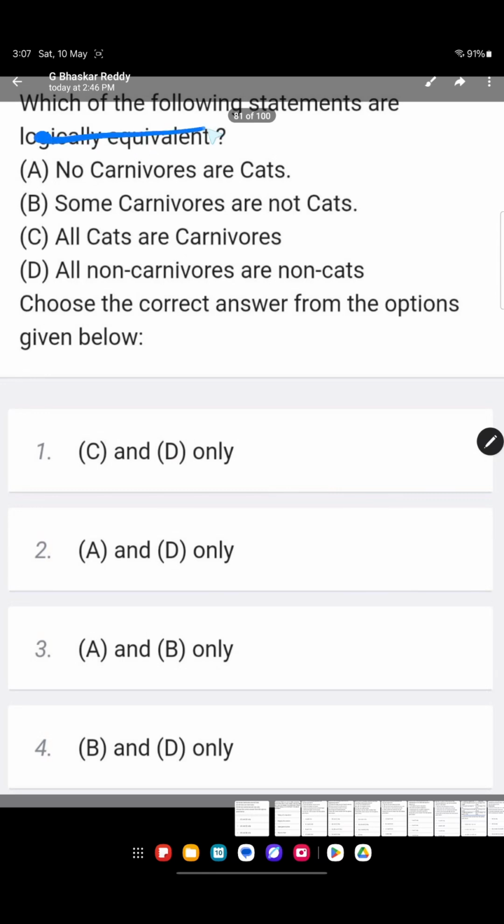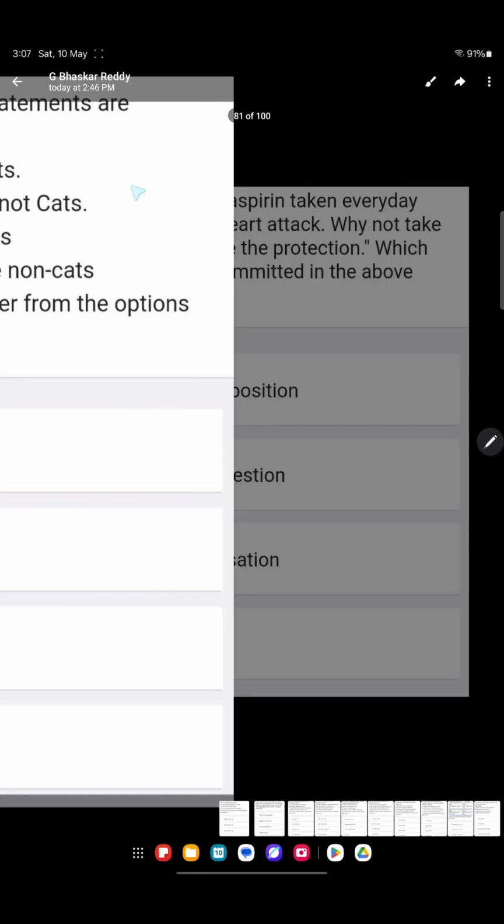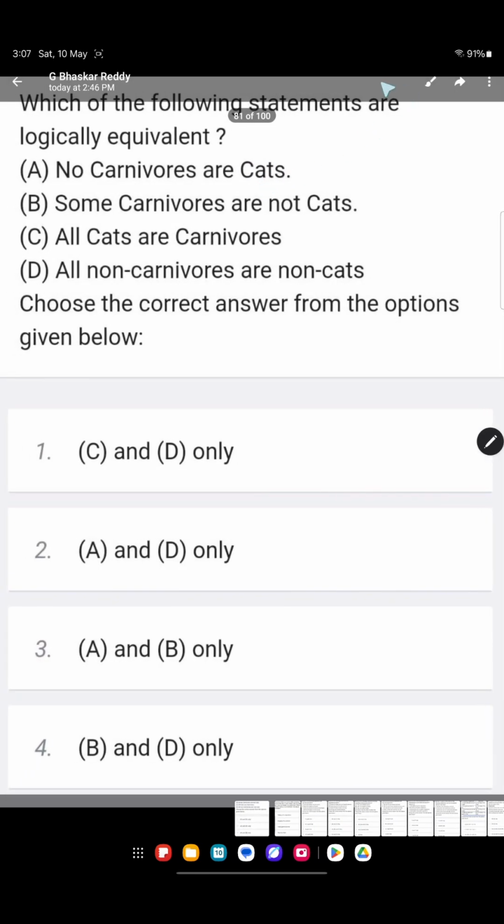Don't worry about the question, logical equivalent or logical not equivalent, anything. Now let us see what kind of syllogisms these will be. No carnivorous are cats, so we don't require the carnivorous and cats. No R is there, so it is E, the categorical proposition that is all negative, so universal negative.